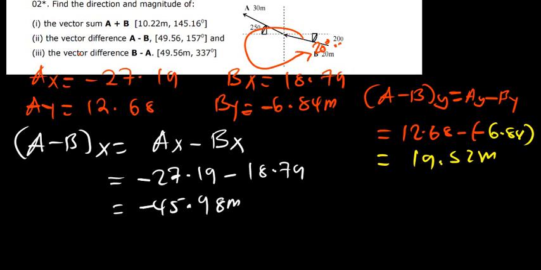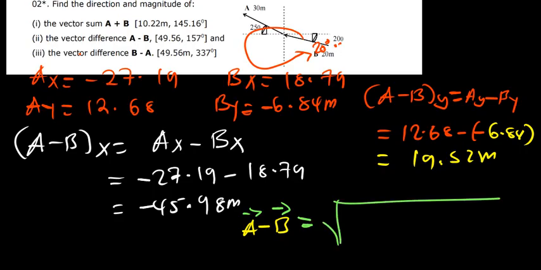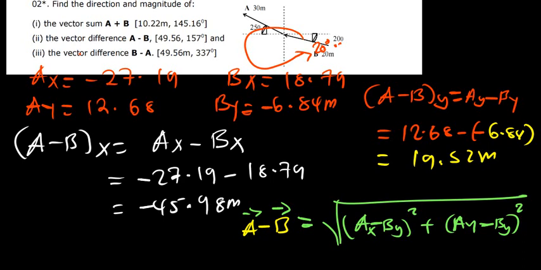After finding this, you say our a minus b, put the arrows on top to show that we are dealing with vectors, is equal to the square root of the x component of a minus b in brackets squared, plus ay minus by in the brackets, then you square it. Again, I'll continue from here.